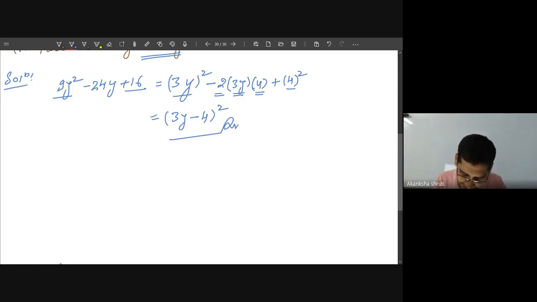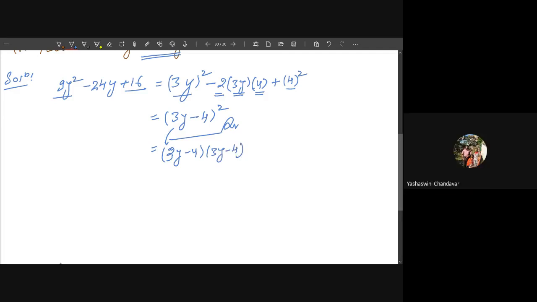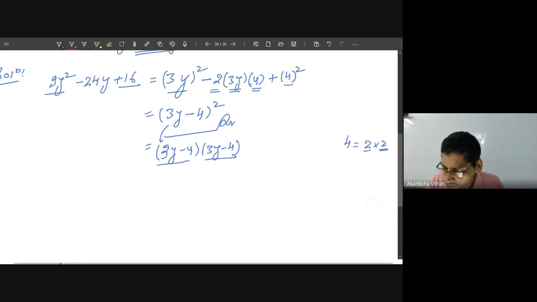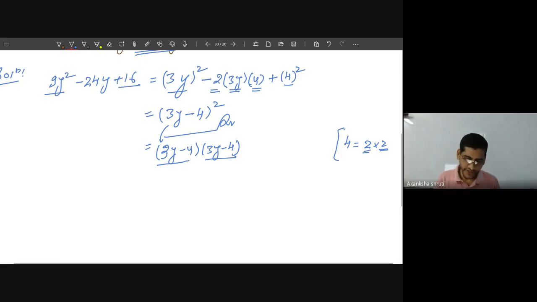The question is, how many factors are there? It is basically two factors. Students, though these two factors are equal, there are 2 in number. They are 3y minus 4 and the other is also 3y minus 4. The multiplication of these two, the same factor, gives us this. Like you know that 4 is 2 into 2, here the factor 2 occurs twice. So this is how you have to understand this.